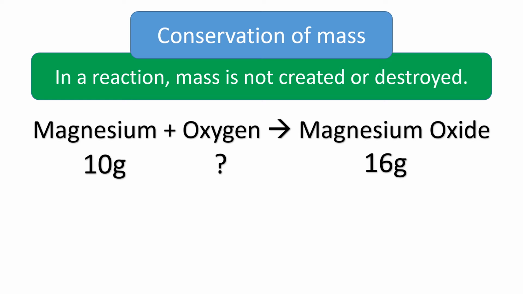Okay, let's look at this equation. This time we have magnesium plus oxygen. We know our magnesium. We don't know our oxygen, but we know we've got 16 grams of magnesium oxide. Well, if I've got 16 grams as a product, I must have had 16 grams as part of the reactant, so my missing number must be 6 because 10 plus 6 makes 16.